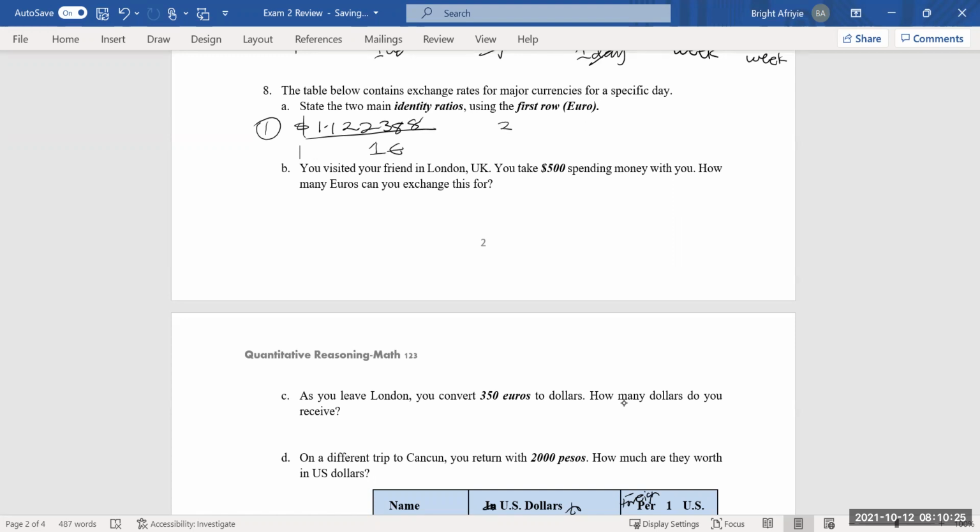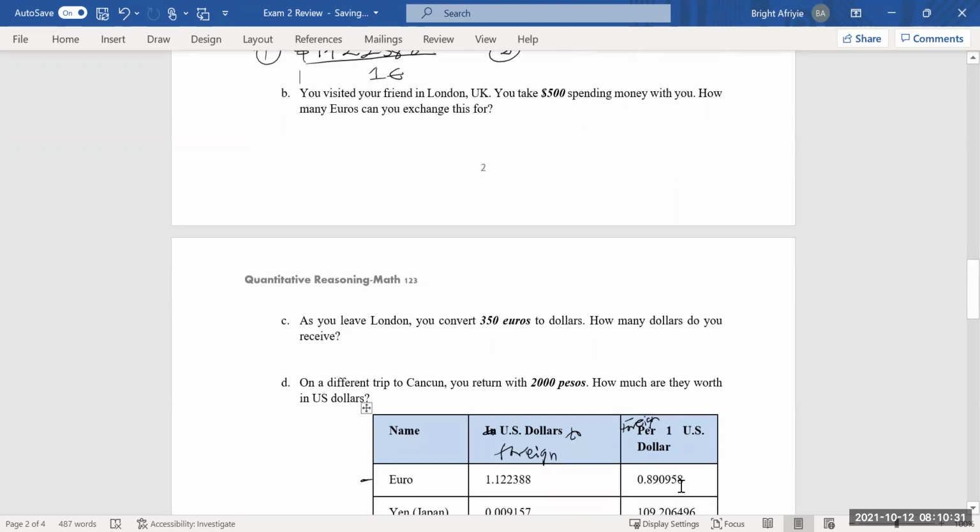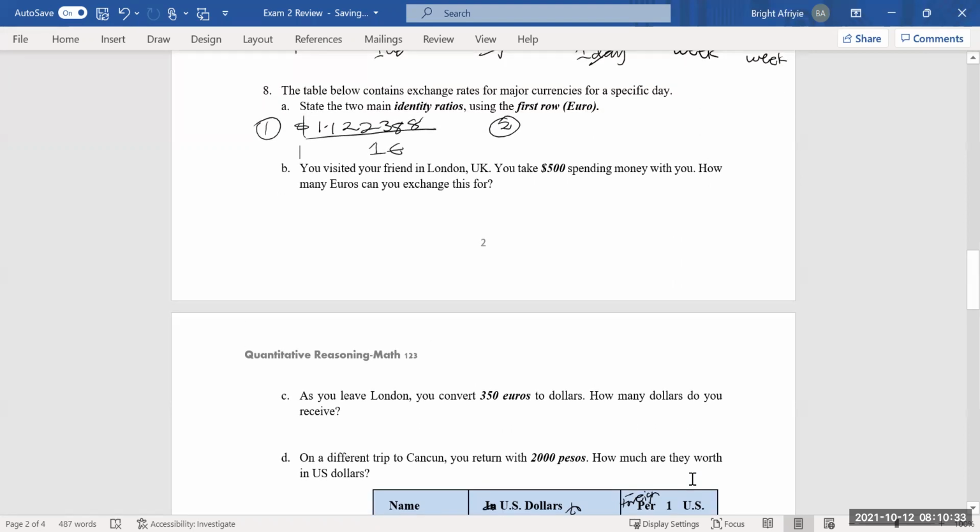And then the second identity ratio you need is the second one. So this is how many euros per dollar. This is the symbol for euro: 0.890958 euros for every 1 US dollar. So these are the two main identity ratios you could generate from there. Are you good with that?